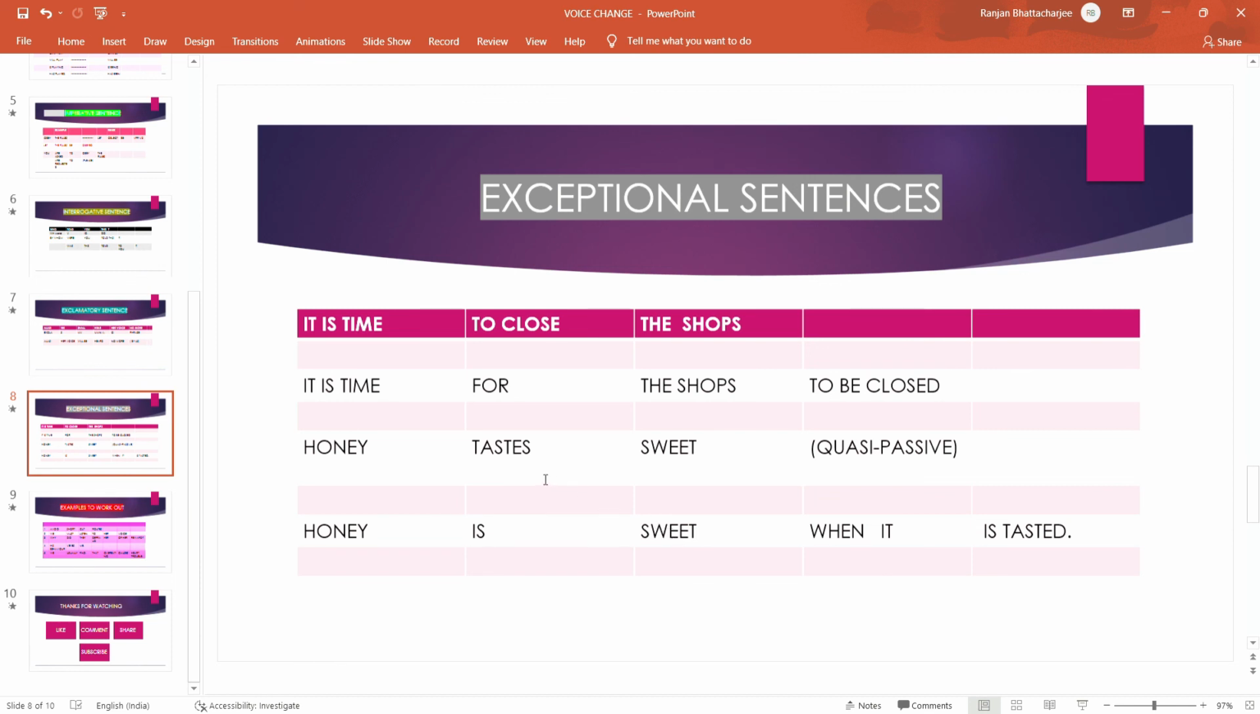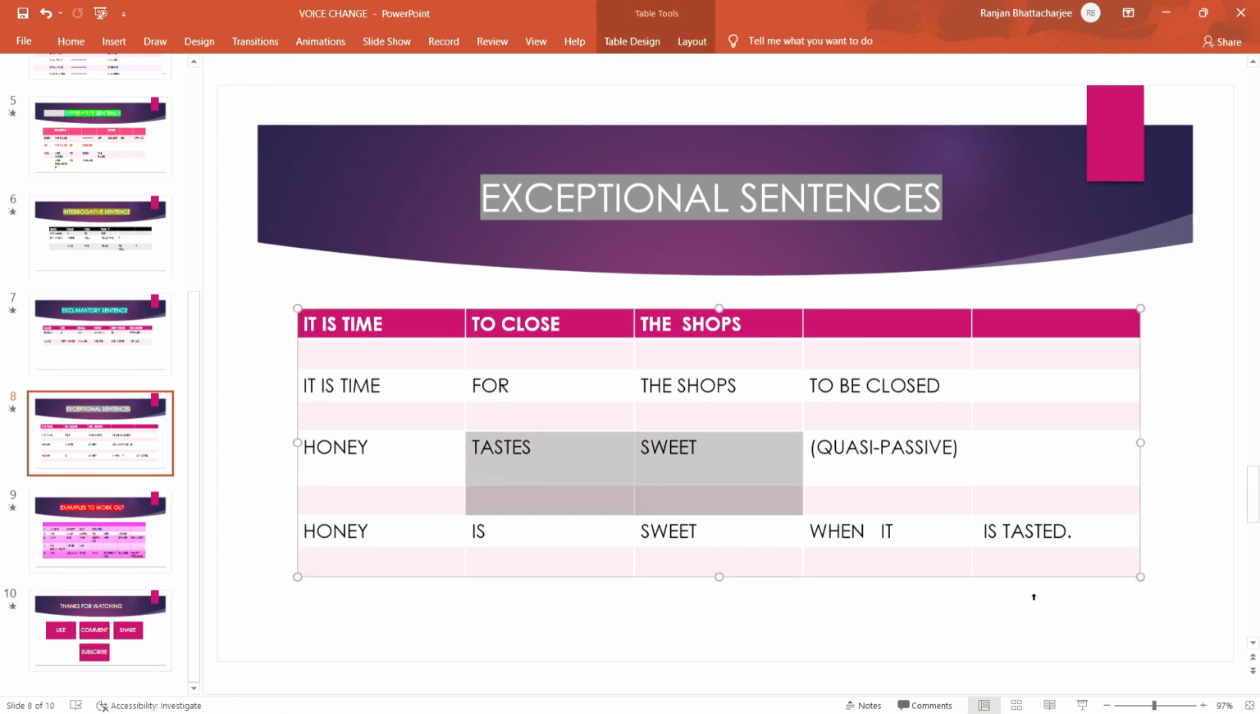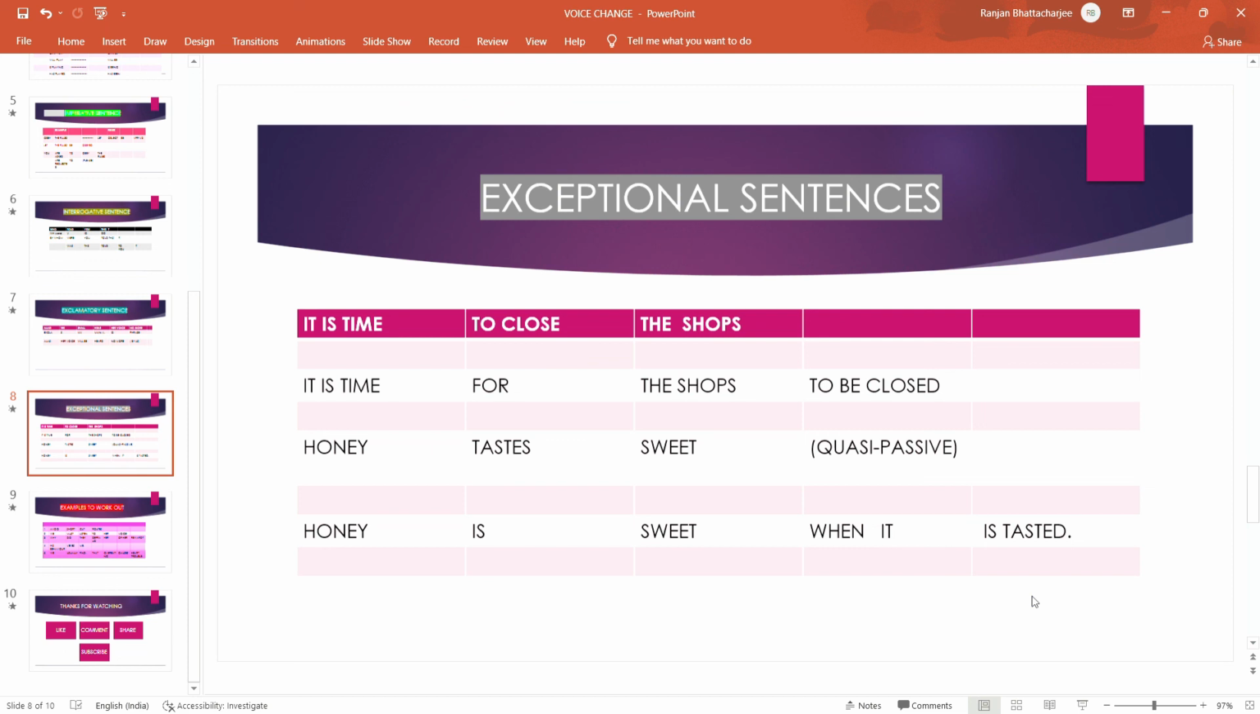This is the general rule. And if the main verb is in the past tense, it becomes honey was. Then when is used: honey is sweet when it is tasted. If the subject is plural, it becomes they or these. Then according to the helping verb, whatever helping verb is used comes directly after the subject, and then the third form of the verb taste. The main verb here is tastes, and its third form is tasted. So if the question is honey tastes sweet, the answer is honey is sweet when it is tasted. These are the general rules, and the more we practice, the more perfection we will gain in our field.